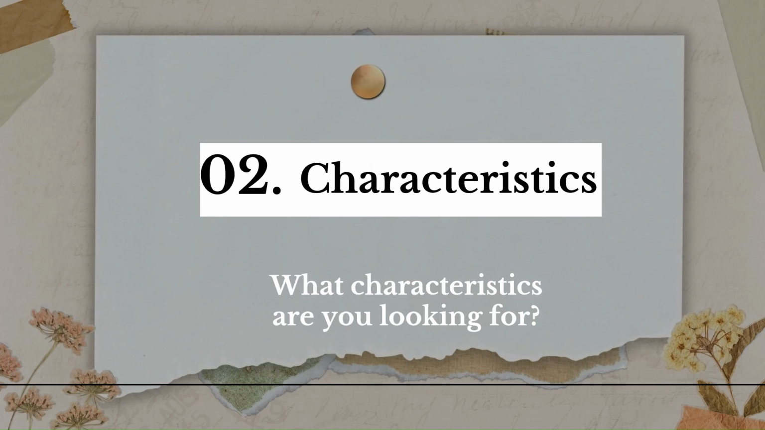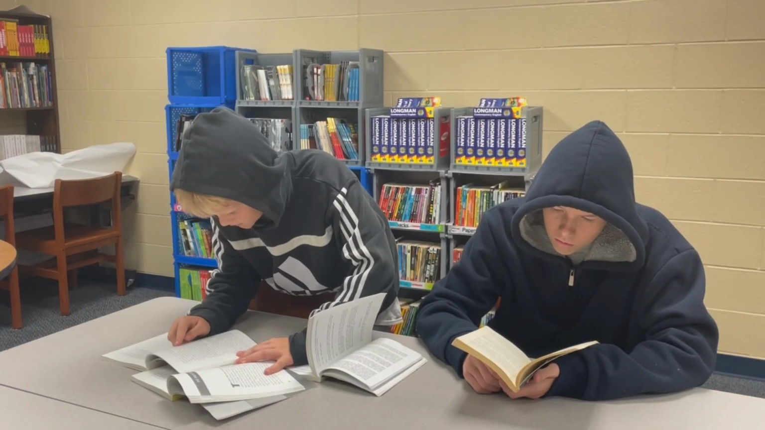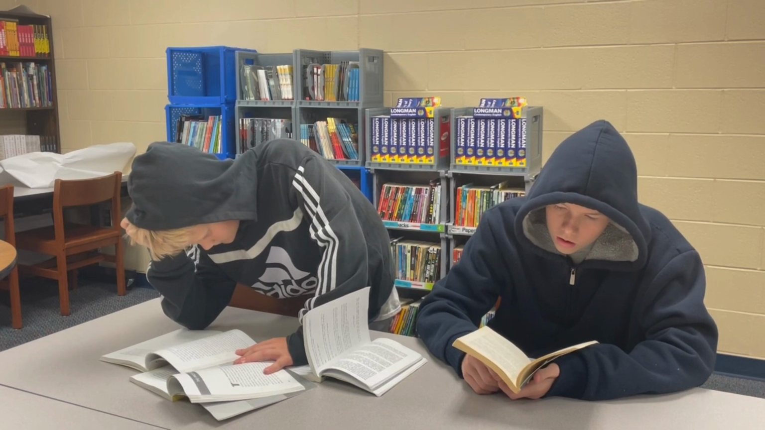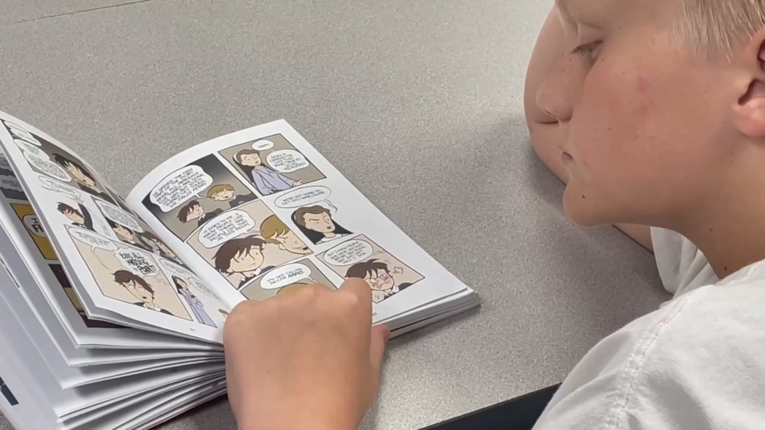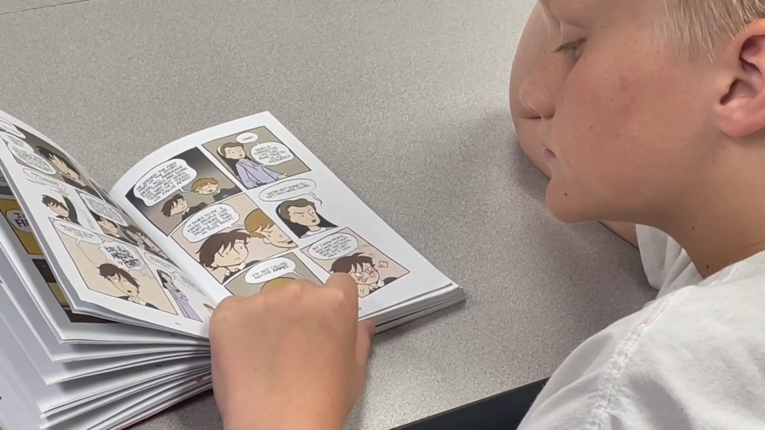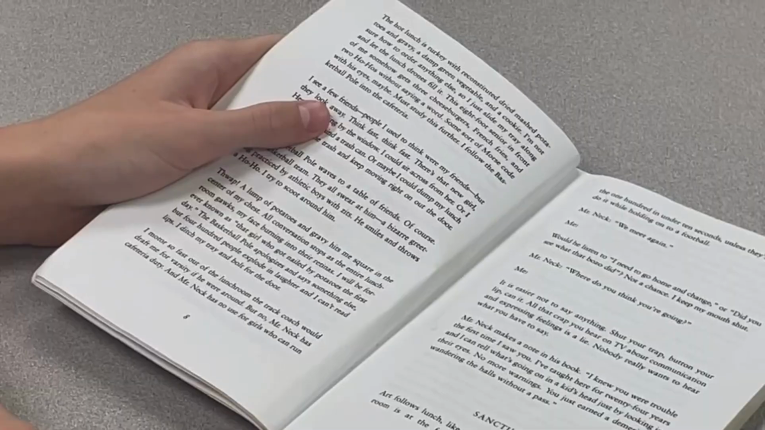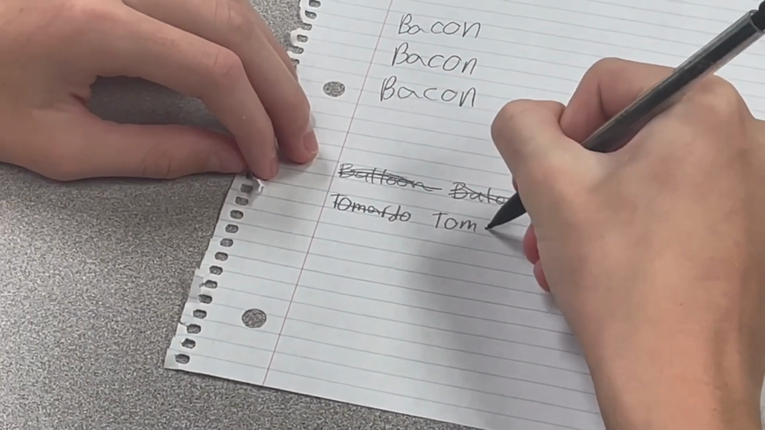Things that you should look for in your classrooms. You should look for students that have difficulty reading words in isolation, difficulty accurately decoding unfamiliar words, difficulty with oral reading, the 100 in under 10 seconds, and difficulty spelling.